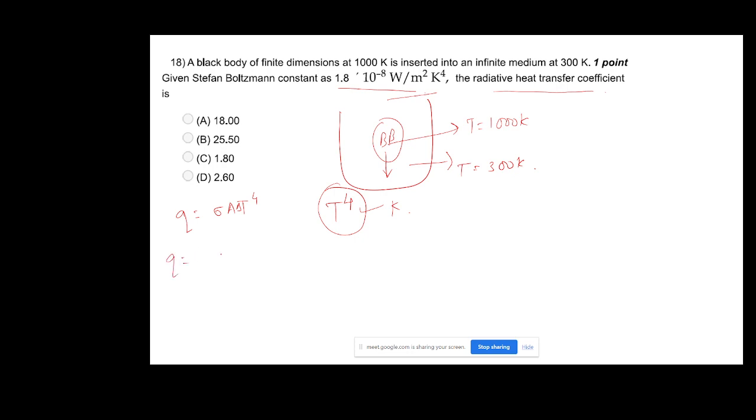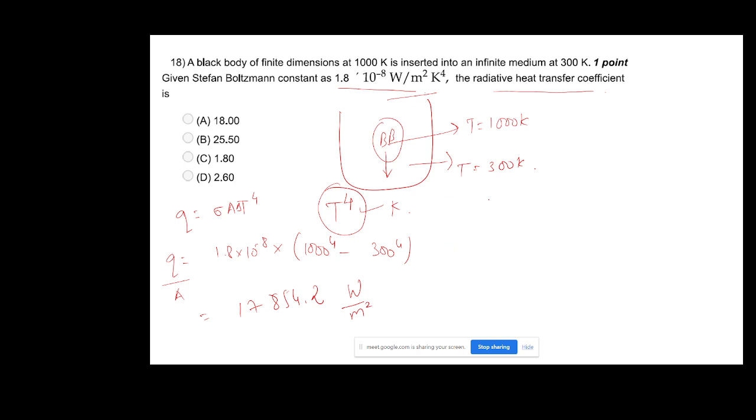So if you calculate Q, sigma is the Stefan-Boltzmann constant, 1.8 into 10 raised to minus 8. Here area is not given, so you can take Q by A into 1000 power 4 minus 300 power 4. If you calculate Q by A, has anyone calculated? It comes out to be 17854.2, which is watt per meter square.